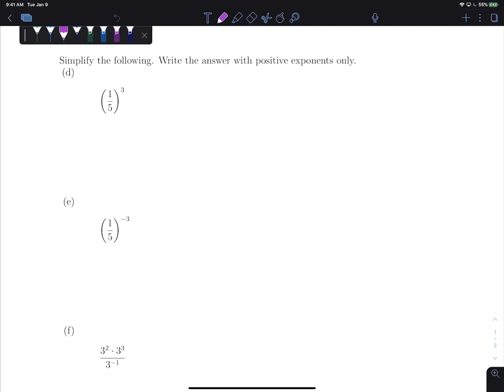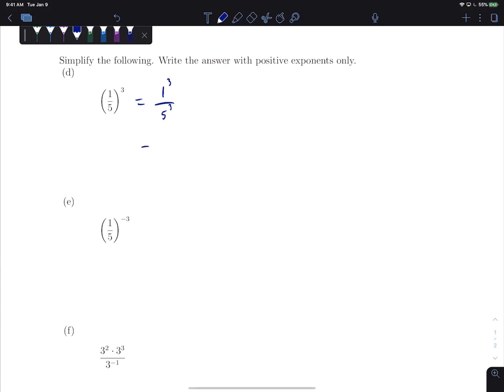Hello. In this video, we want to simplify the following, and we want to write the answer with positive exponents only. So we have 1/5 all to the third power for letter D. To answer this one, notice that we have nothing in the parentheses that we can simplify, but this entire thing is to the third power. And in this parentheses, there's only one term, so that means that this exponent will distribute to both the numerator and denominator. So this will become 1 cubed over 5 cubed.